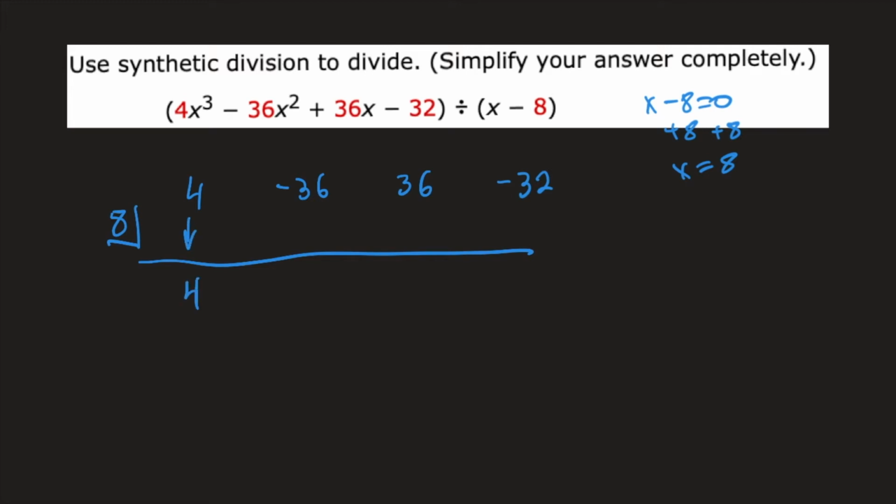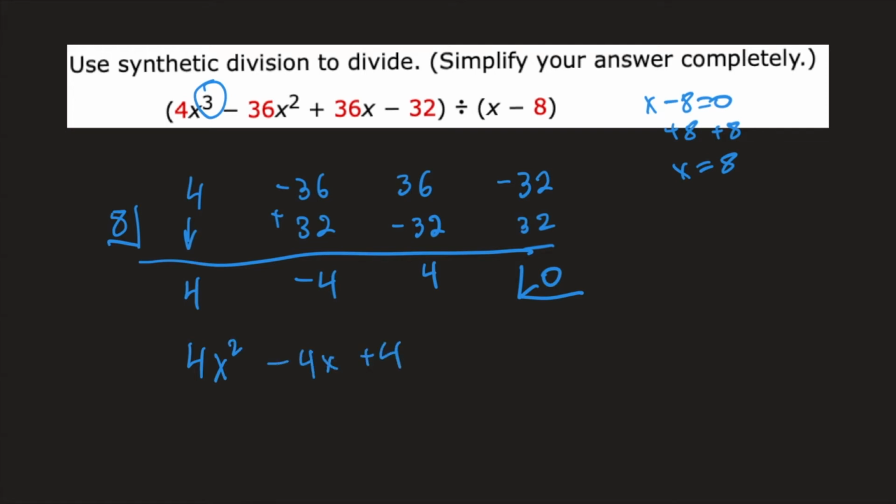Bring down the first number. 4 times 8 is 32. I'm going to add 32, giving me negative 4. Multiplying the negative 4 times 8 produces negative 32. 36 minus 32 is 4. 4 times 8 again is 32. And when you add those, you get 0, which produces a depressed polynomial of 1 degree less than what you started. We have 4x squared minus 4x plus 4 as my depressed polynomial. And obviously that times x minus 8 will give me what I started with.